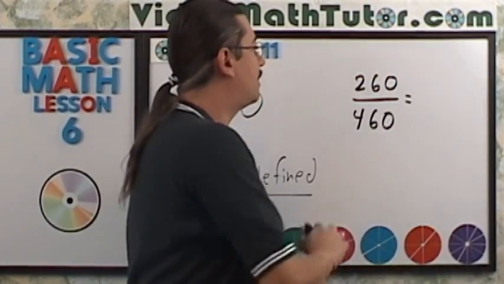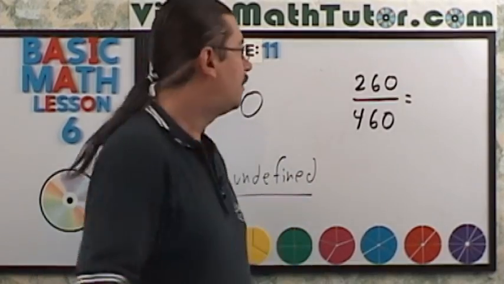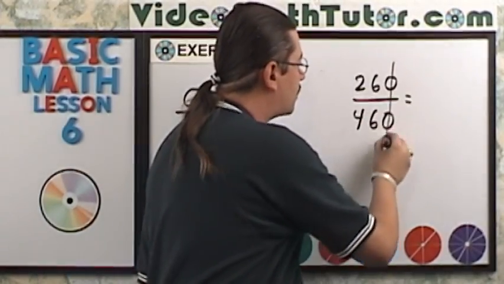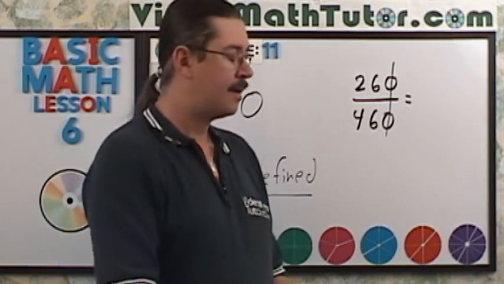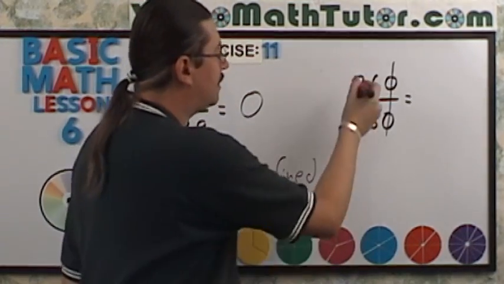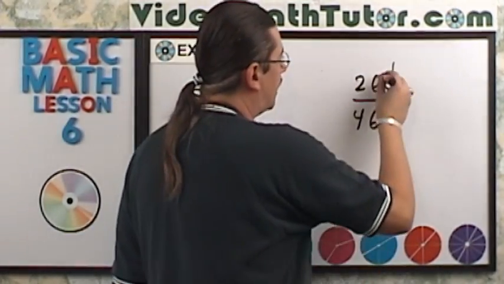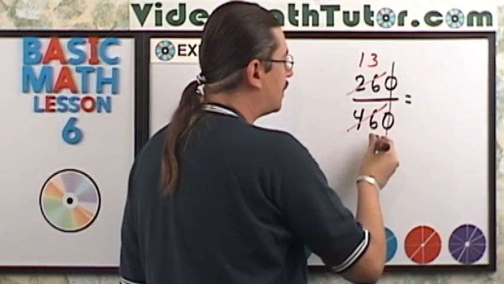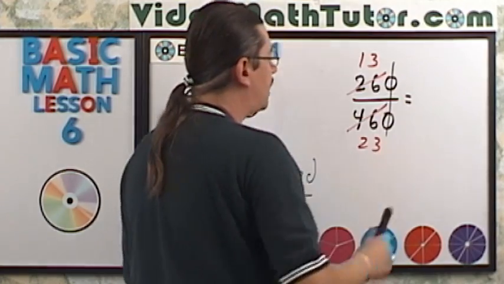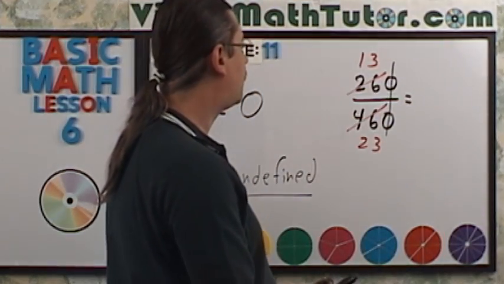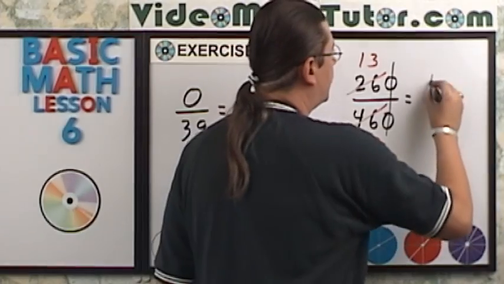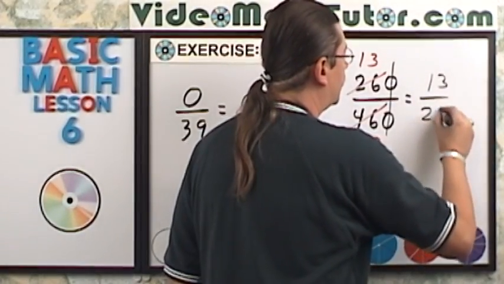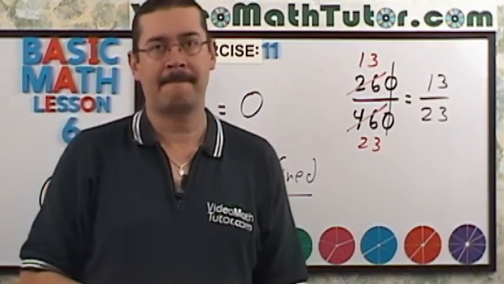What about this last one here? Well, again, straight away I notice they end with 0, so I can just cross those out. I can cancel those. And they're both even. So think of this as 26 over 46. I can divide by 2. That will give me 13. I can divide this by 2. That will give me 23. And I really can't do anything with 13 and 23. So that's going to give me my final answer, 13/23rds.